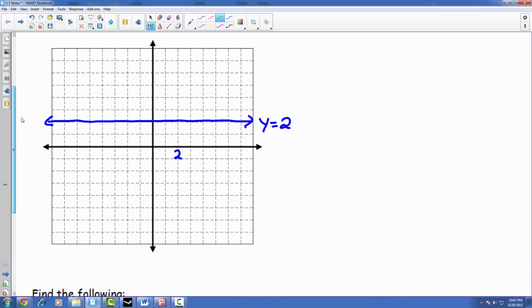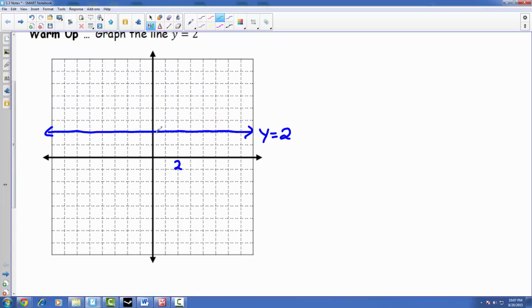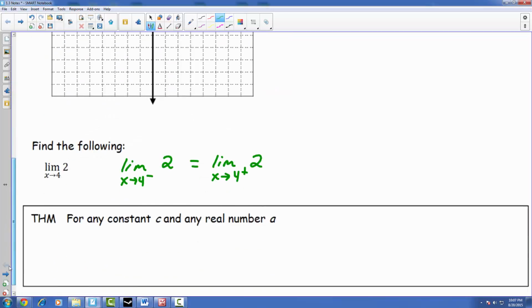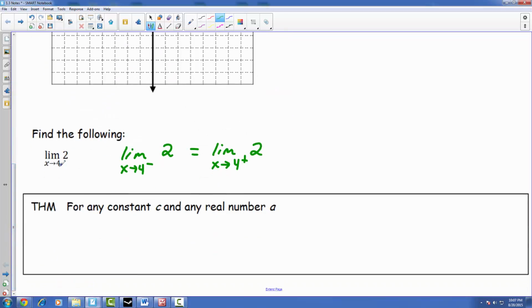Let's look at our graph and see if that happens. As you approach 4 from the left of our function, we end up with a limit of 2. Likewise, if you approach from the right, we do in fact meet up at that specific limit of 2. Since they meet up at the exact same spot, the limit as x approaches 4 of 2 comes out to be 2 itself.